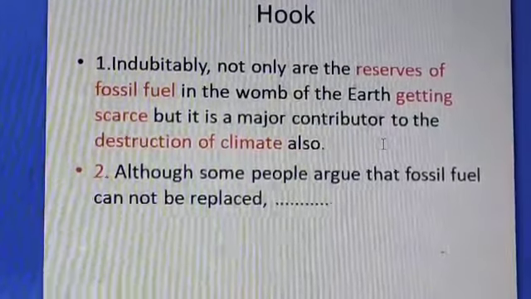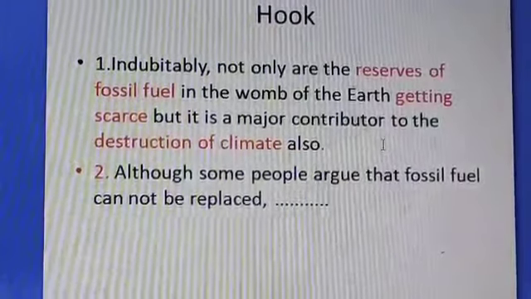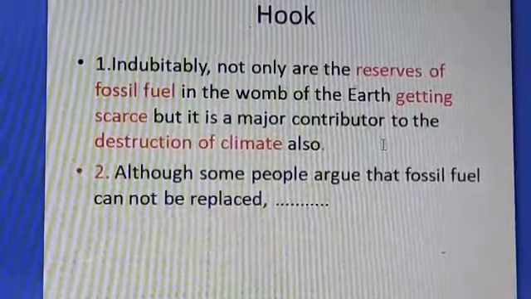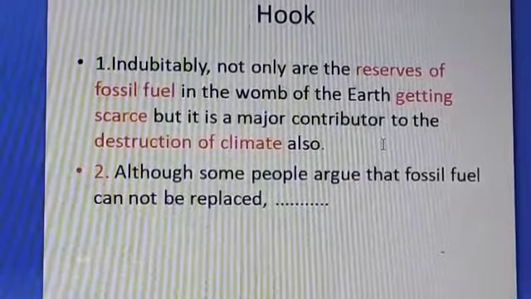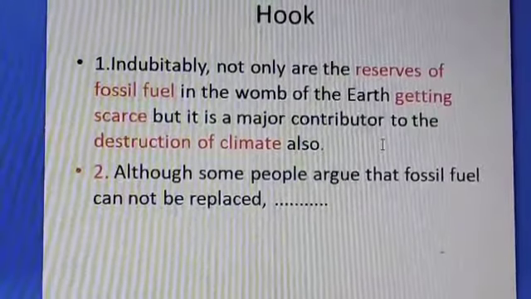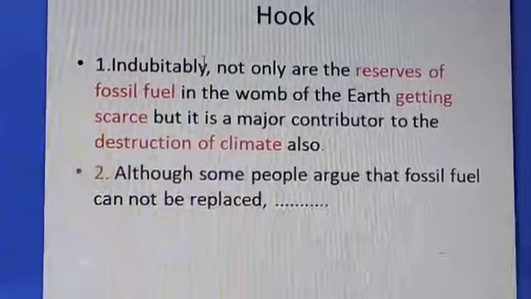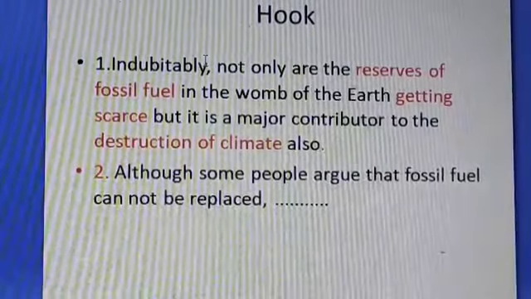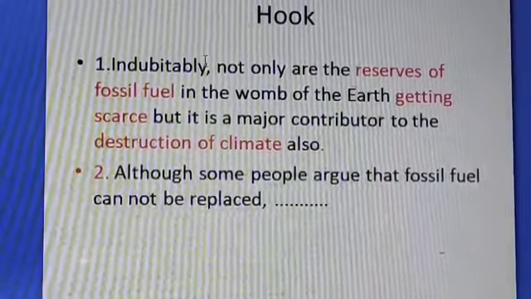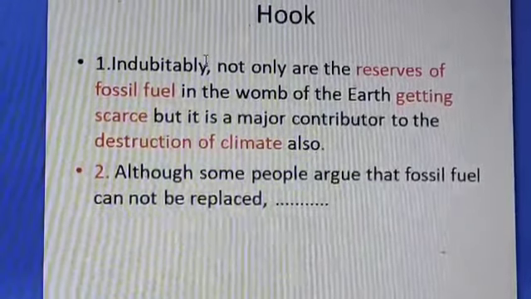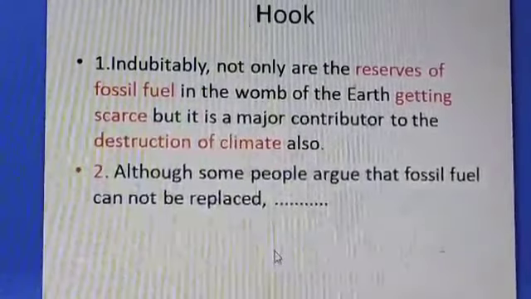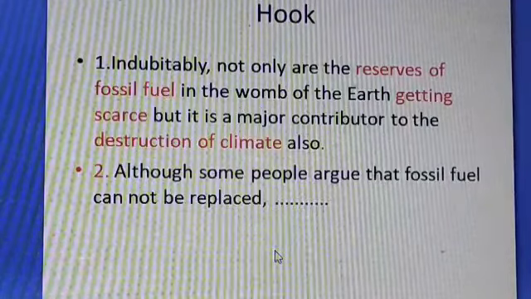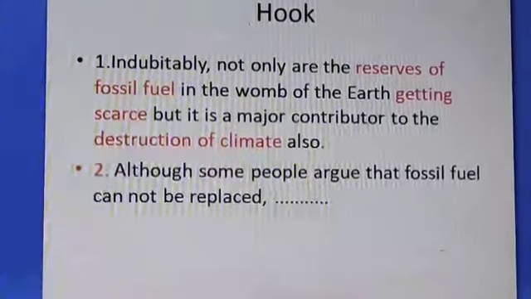All right, let me give you one more very important tip here. If you're not able to get any idea about how to write a hook, what you can do is take the topic words and rephrase them and prefix a phrase like indubitably or there's no denying the fact. So what you're doing is you're agreeing to the topic, and that will serve as a hook, okay? All right. As far as the second approach of writing an essay is concerned, where you have ideas to prove your viewpoint, the hook should look like this.